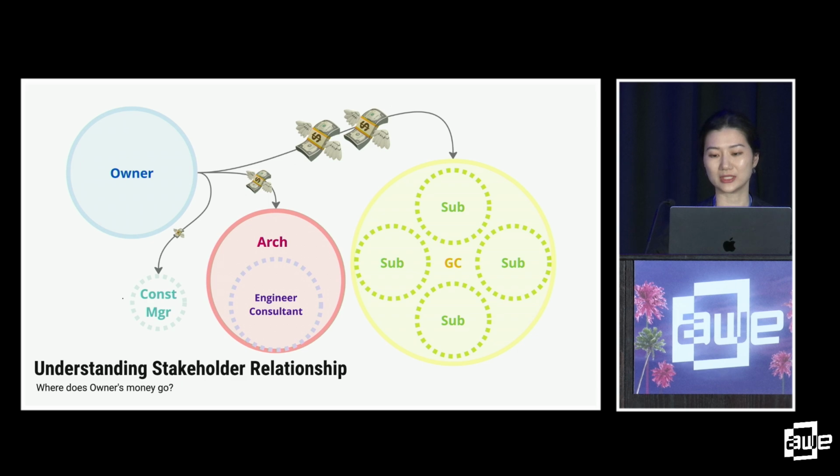Another aspect is understanding stakeholders' relationships and how they interact with each other. This will help us to prioritize their needs and our feature requests. Here's a cheesy diagram showing the financial dynamic among the stakeholders. And you can see from this diagram, the majority of the owner's money goes into construction to a general contractor, which means if something goes wrong in that phase, there's much higher financial risk.